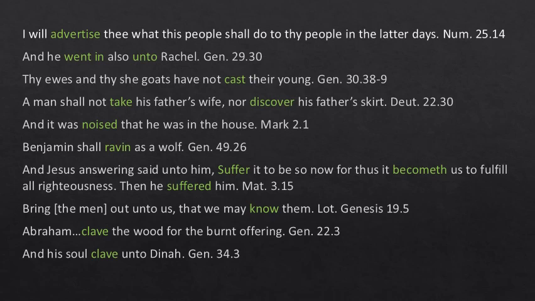Bring the men out to us. This is Lot and the strangers who ask for this, the two angels staying with Lot. Bring them out so that we may know them. Yeah, that's that same subject again.